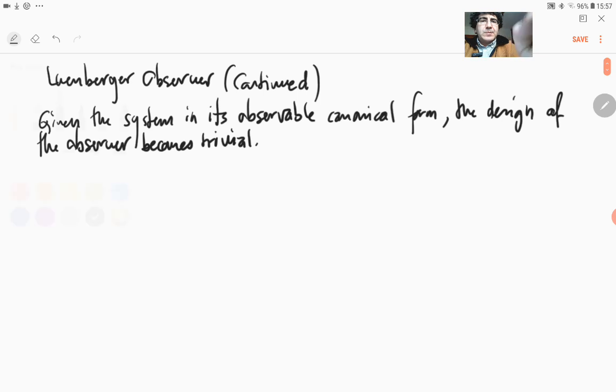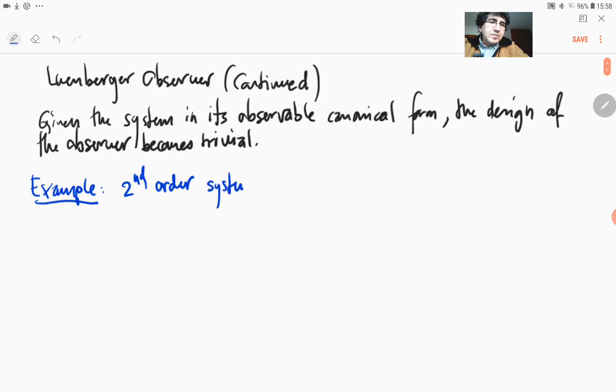Okay, here's our example, and this example is a 2x2 system. Oh, sorry. Let's say second order system given. G of s, the transfer function is given, s plus 10, and the poles are s plus 2 and s plus 5.